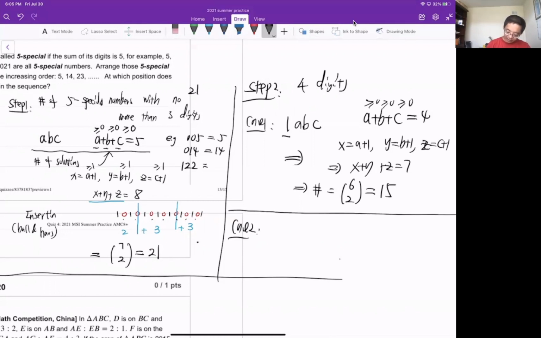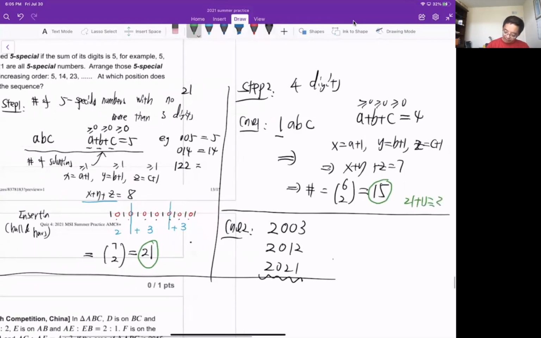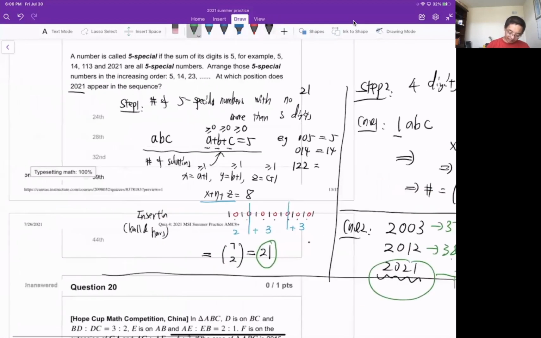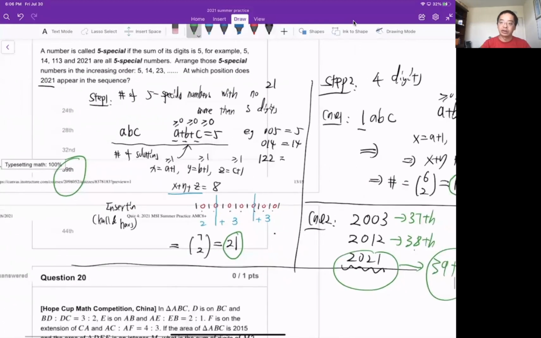Now case 2, we go with the 2. The first one will be 2, 0, 0, 0, the second one is 2, 0, 0, 1, and then 2, 0, 0, 2, and that is what we are looking for. You see, this is 21, this is 15, so already we have 21 plus 15, which is 36. This one will be 37, this will be 38, and then what we are looking for will be 39. So the 39th position is what we are looking for.